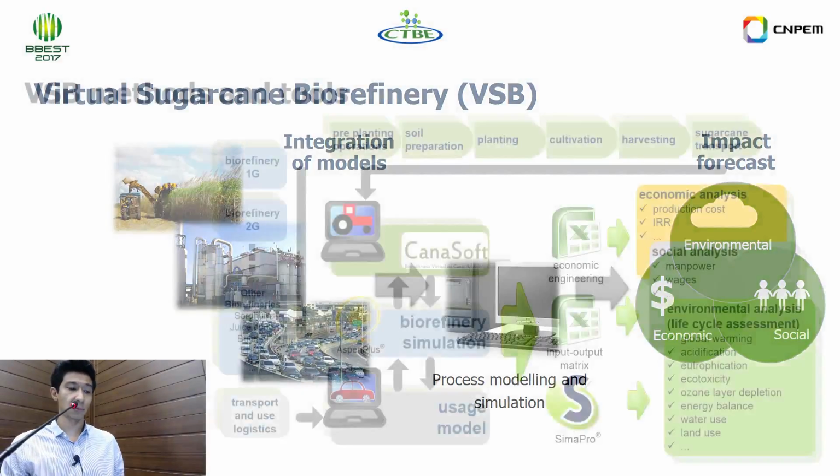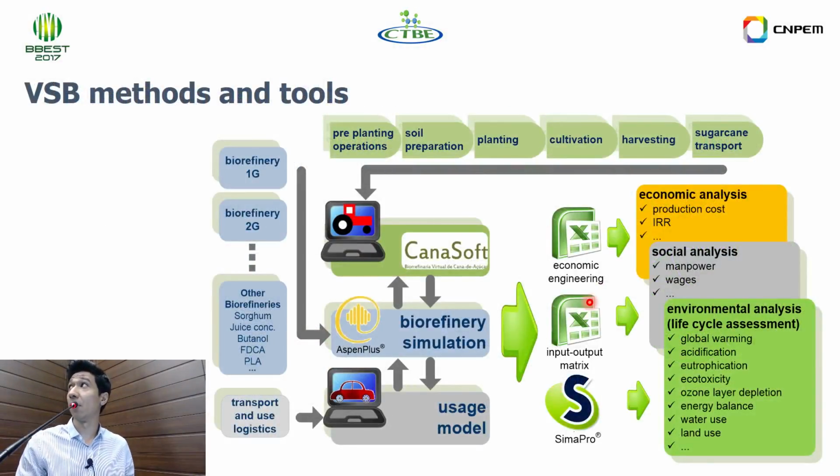So what we have is basically a set of models represented here in the center. At the top, we can see, for example, the set of agricultural operations that are modeled since the pre-planting operations to the sugarcane harvesting, for example, and transporting. And another thing is that we also integrate the simulation with the industry process. We basically depend on modeling in commercial software, Aspen Plus, so we can simulate the unit operations step by step.